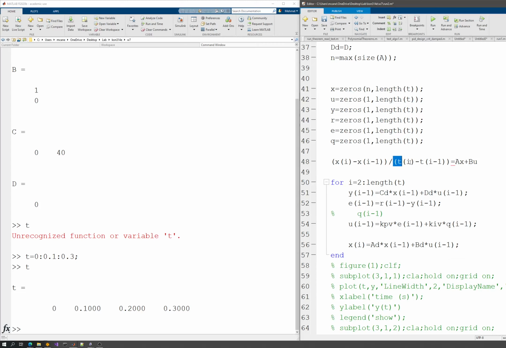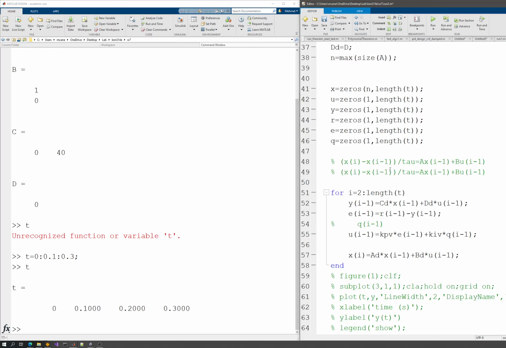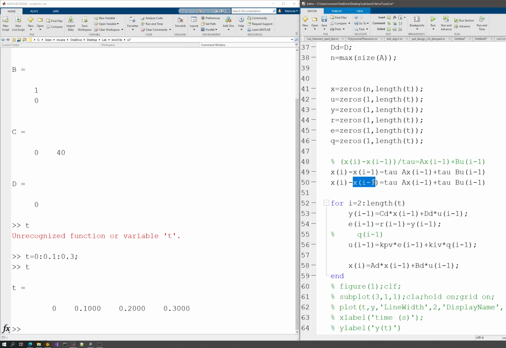So here I can also use tau instead of this difference, because this is delta t. Now this will be at the i minus 1 index and the u i minus 1. So at this point I might multiply everything with tau. This will give me tau times A and tau times B. Now the only thing that's left is to work out this relation. Just go one step further. The equation looks like this at the end.